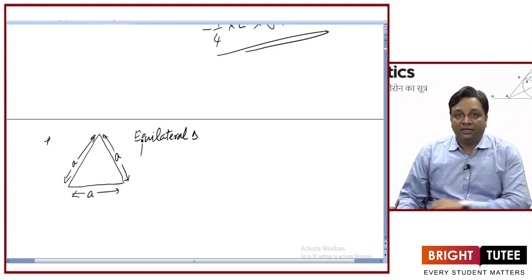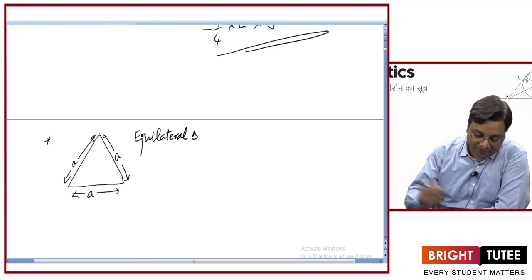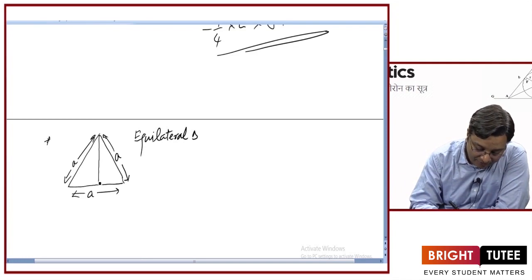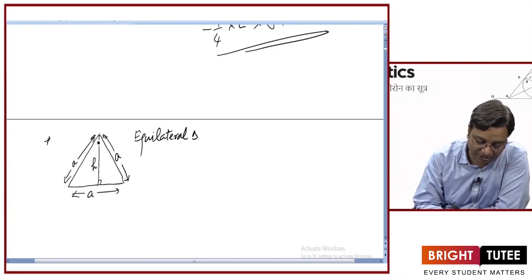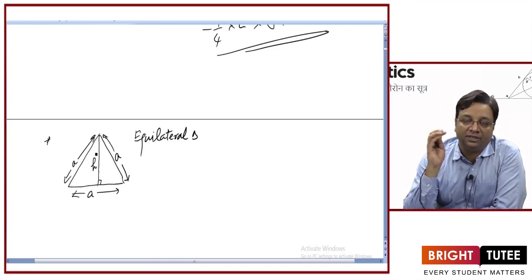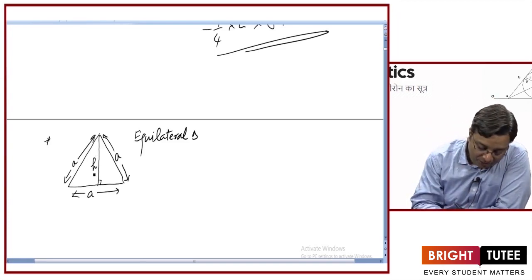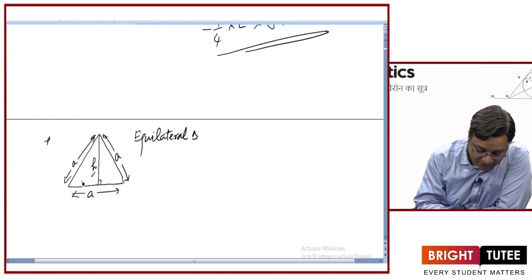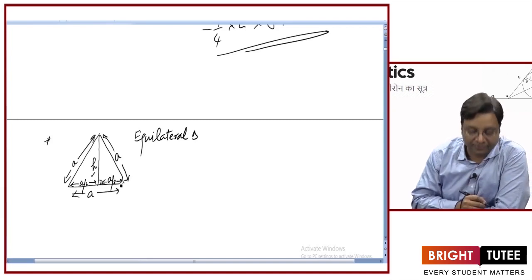All right. Now in an equilateral triangle, if I drop a perpendicular, because I need the height to calculate the area, right, let it be h. But in the question I am only given the sides of this equilateral triangle, and the side is a. So to find h, I dropped a perpendicular, and this will also divide this side in two halves, right.